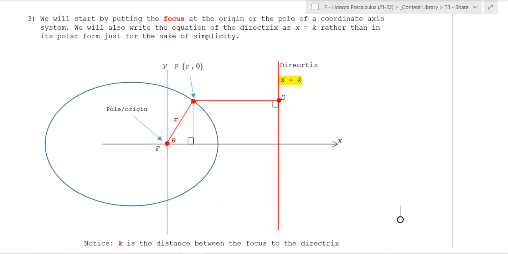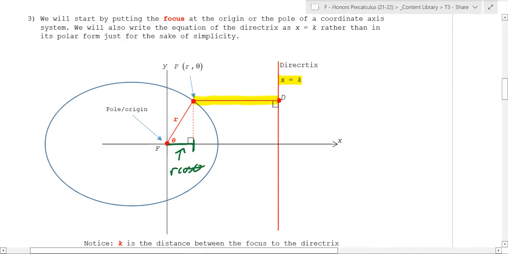What this means, if this right here is a right angle, is that this distance from here to here is going to be equal to r cosine theta, just by the definition of trig. So that's that x distance. So this x coordinate right there is r cosine theta. So what that means is that this distance right here, the furthest side is k, and this side is r cosine theta. This distance right here is going to be k minus r cosine theta. That distance is k minus r cosine theta.